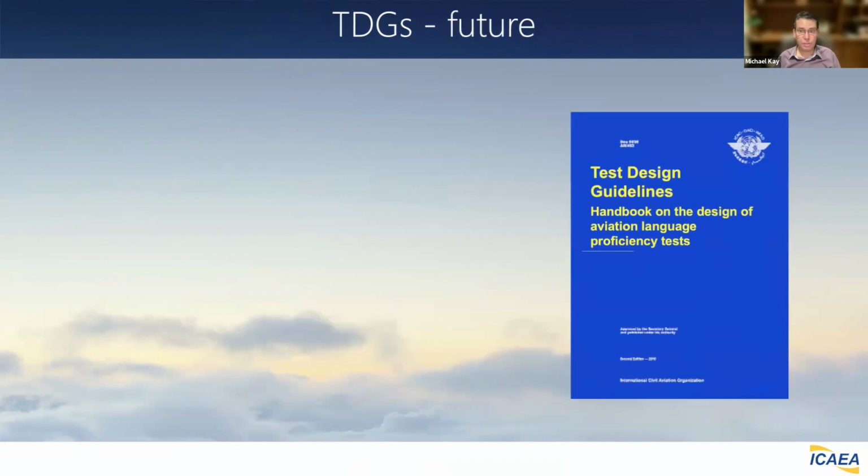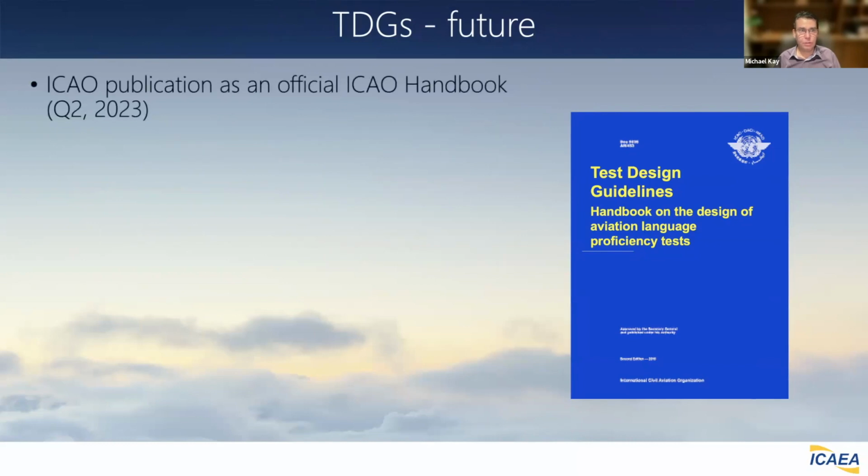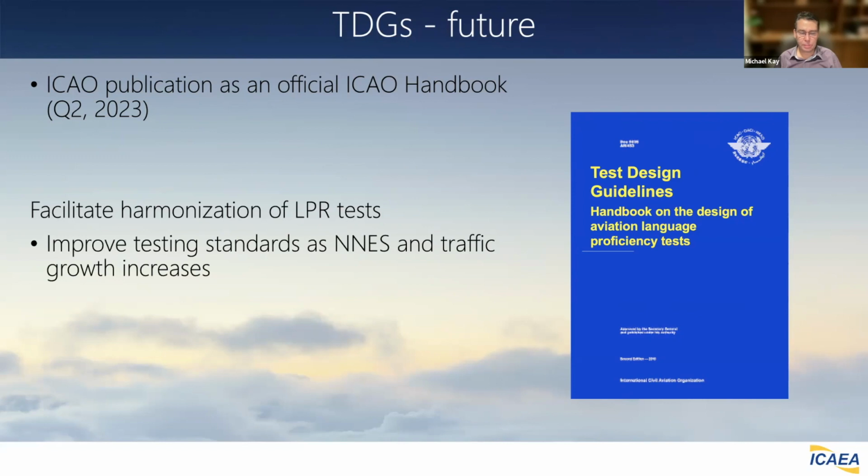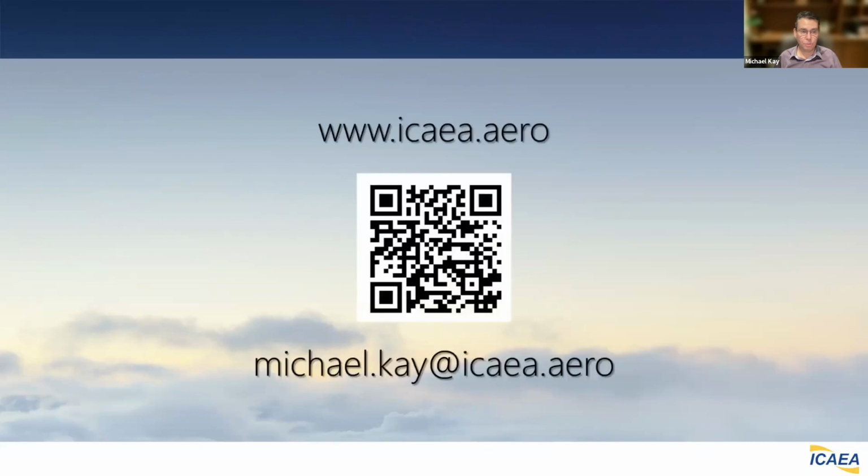But that doesn't mean the project has stopped, because fortunately, we're very fortunate that we've got good contacts, a good relationship with ICAO, and there is a really good prospect. In fact, it's planned for this year, Q2 of this year, for the TDGs to be published as an official handbook. And we're quite optimistic that that will have a positive effect on allowing harmonization, there are ICAO words, but standardization of testing standards. It may not have an immediate effect, but it's the groundwork that's there. And that will, of course, be particularly important as the proportion of non-native English-speaking pilots and controllers increases with the traffic, and the traffic becomes a lot more complex.